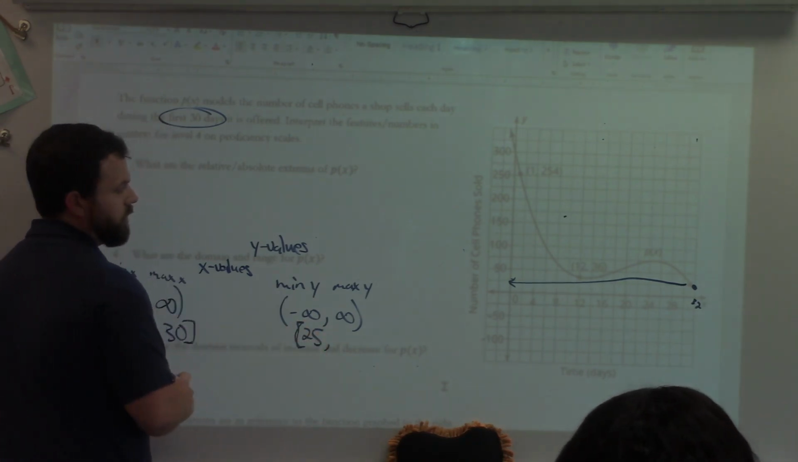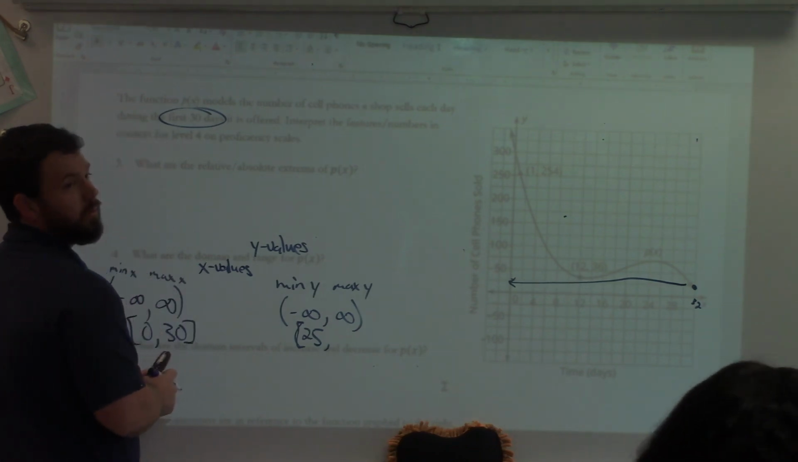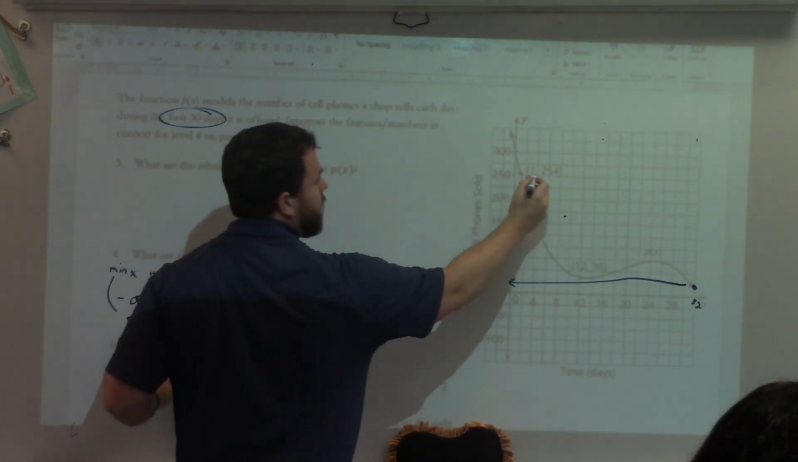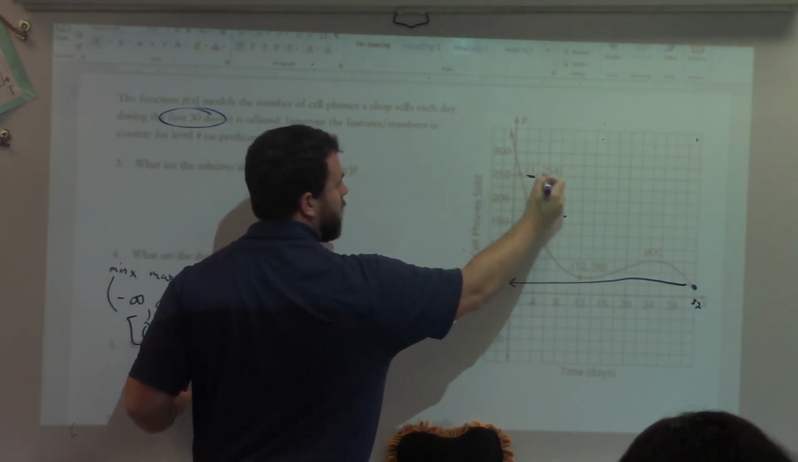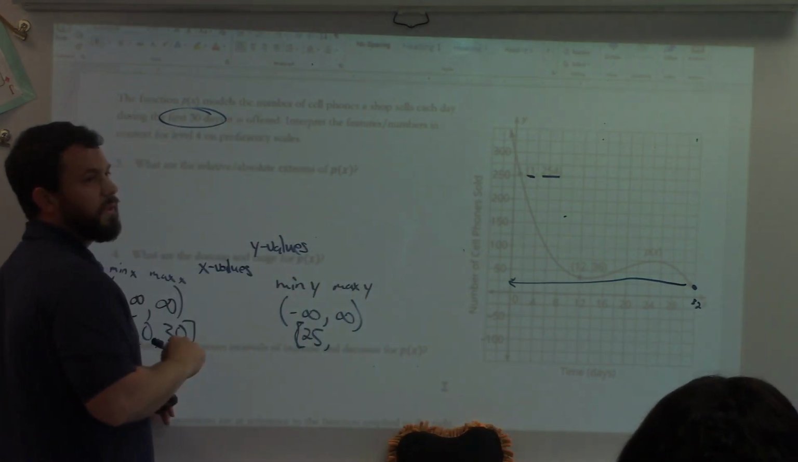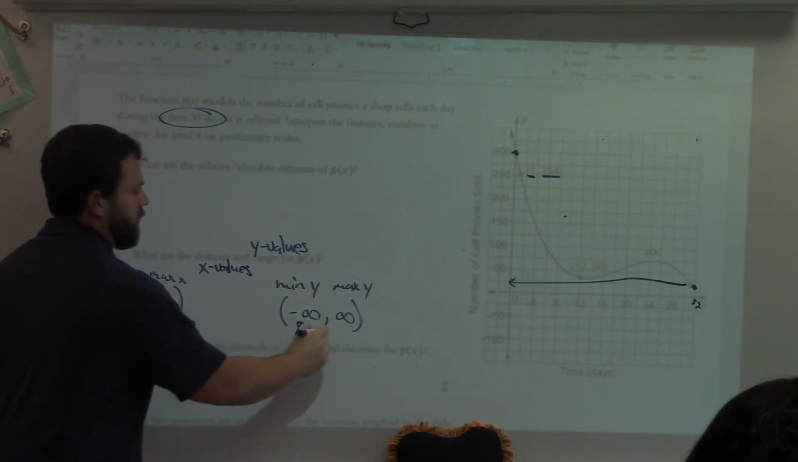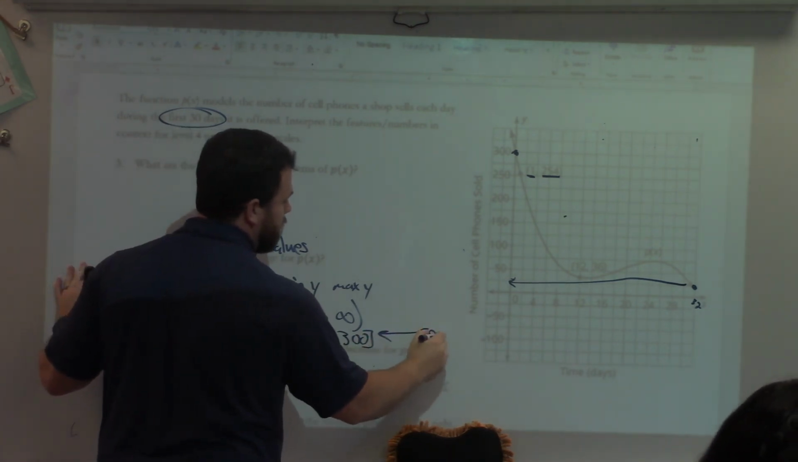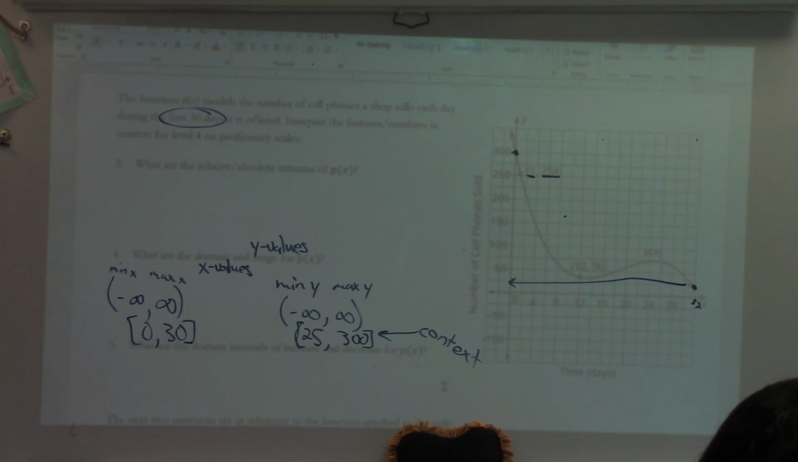And what's the maximum number of cell phones sold? Depends on what day you defined as your independent variable, your domain. If you started day 1, how many cell phones were sold? 254. If you did day 0, we'd be talking about 300. Okay? So context matters. Keep that in mind.